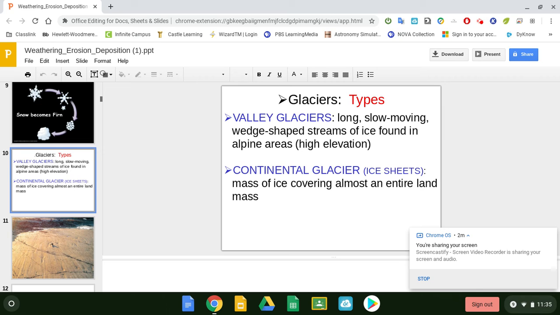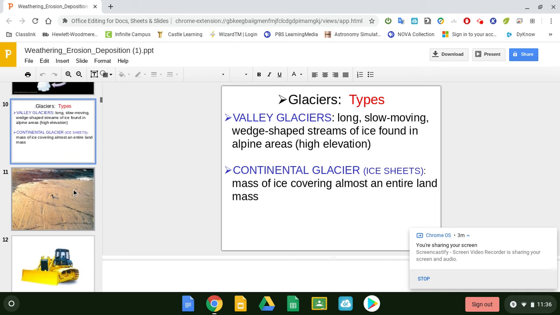But what's happening is, think of silly putty in a ball and then push your hand down on it. That silly putty is going to squeeze out in all directions. That's what a continental glacier does. The weight above pushes on the ice below, and it'll move out in all directions.